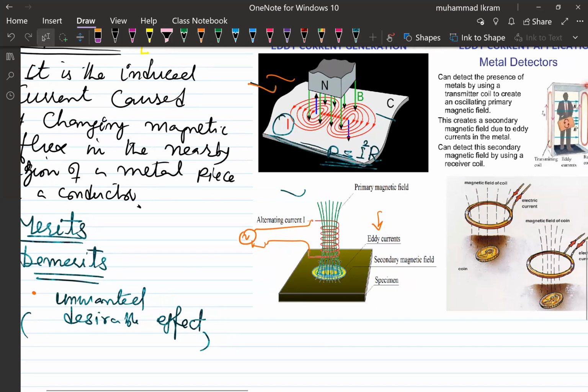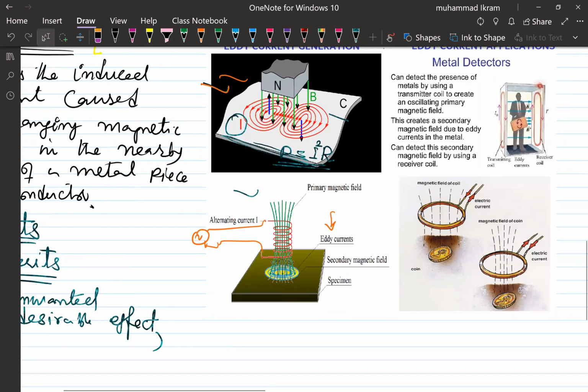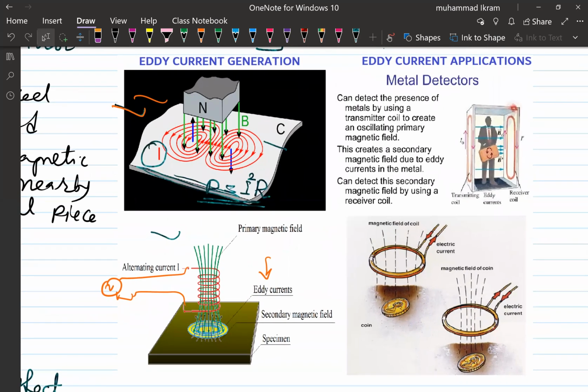And the second important point here is the merits or the application. Here you see that it can be best used in the metal detector. For example, when you pass through the scanner, it can detect the presence of the metal by using a transmitter coil to create an oscillating primary magnetic field. Here you see there is a coil. This coil is called the primary coil, and it is called the transmitting coil in the engineering of this scanner.